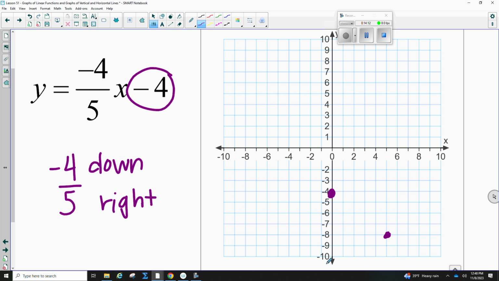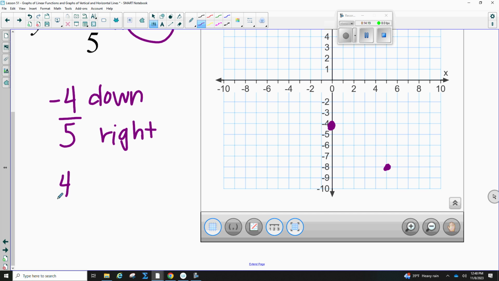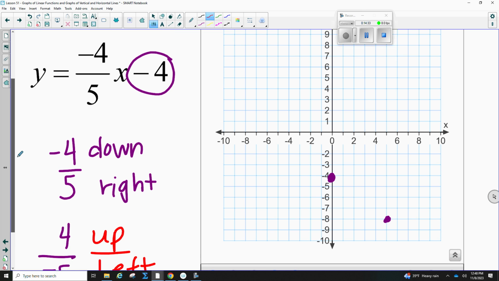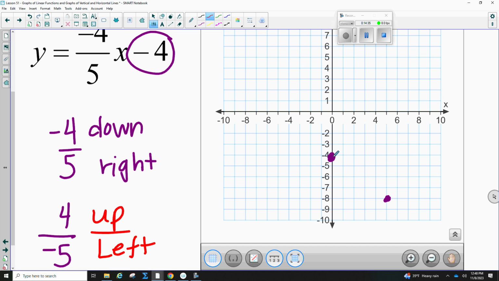Now let's switch our negative sign to the bottom because this is still a negative 4/5 slope. If the top number is positive 4, which way do we go? Up. And if the bottom number is negative 5, which way do we go? Left. So start back at negative 4. This one will fit better on our graph. We're going to go up 4: 1, 2, 3, 4. Left 5: 1, 2, 3, 4, 5.